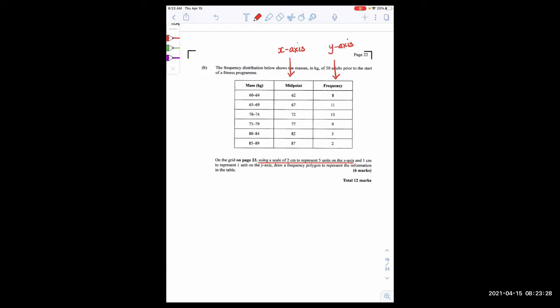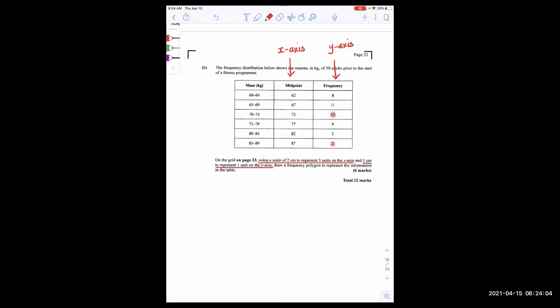Now, if you notice the y-axis, those intervals increase by a certain amount, not by a constant amount. So that is why we put frequency, cumulative frequency, everything that increases goes on the y-axis. And 1 cm represents 1 unit on the y-axis. So the highest value on the y-axis is 15. So the y-axis goes from 0 to 15.